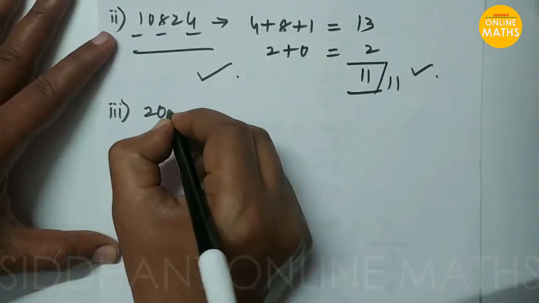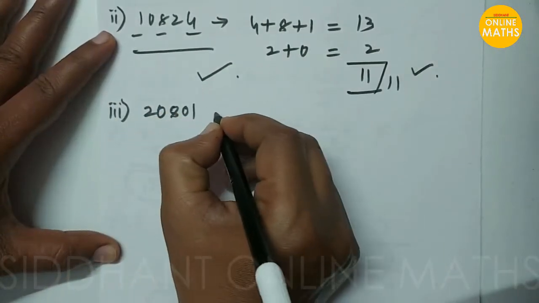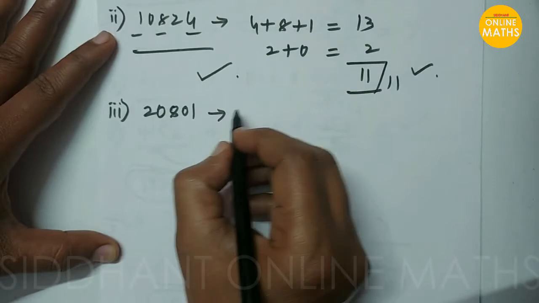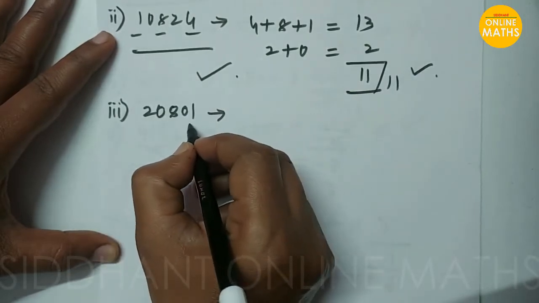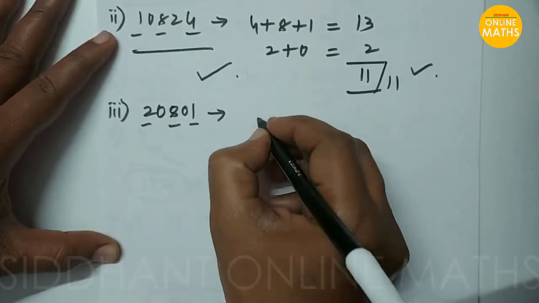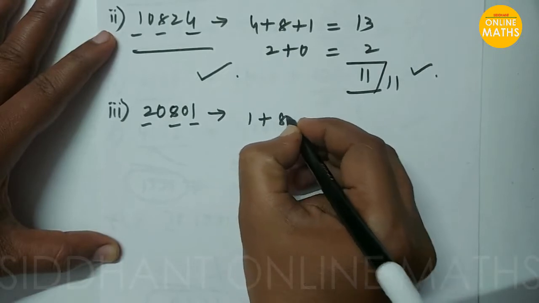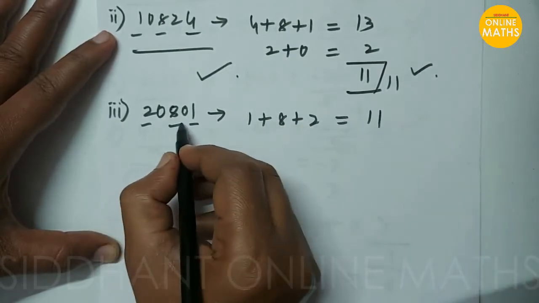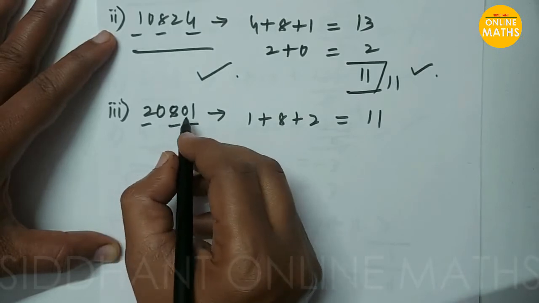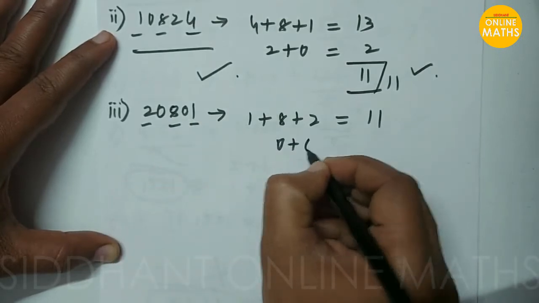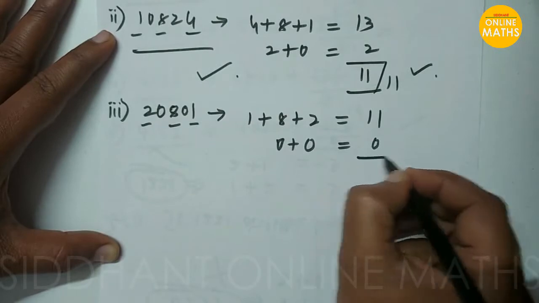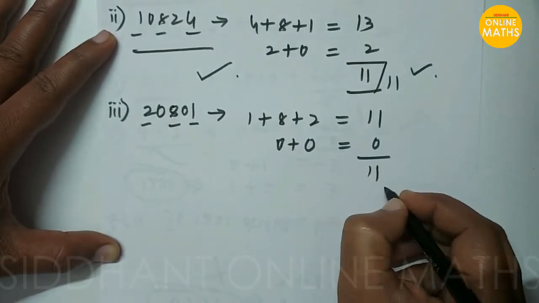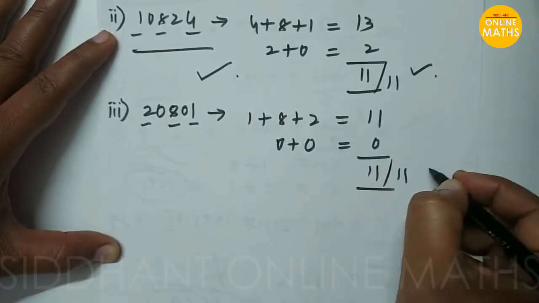Next, 20801. So here we are going to see the odd places, 1, 8, 2. So 1 plus 8 plus 2, we get 11, and the digits at even places, we get 0 plus 0, that is 0. So the difference is 11, and this 11 is divisible by 11.